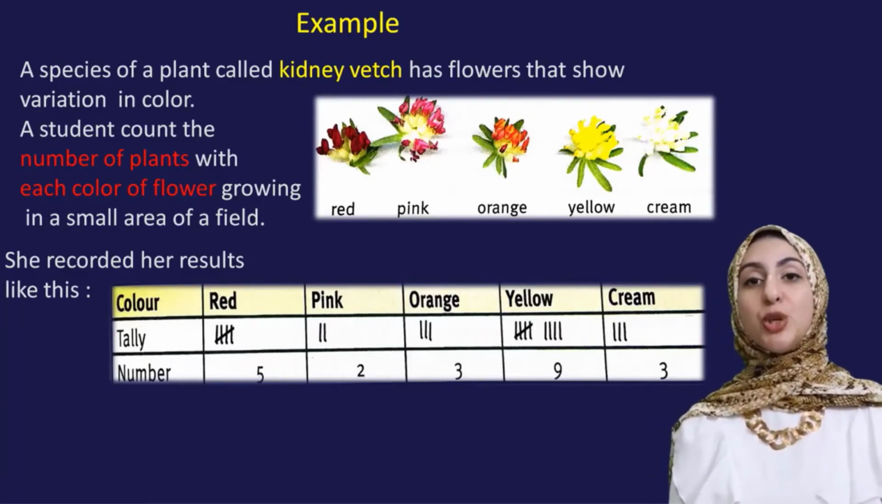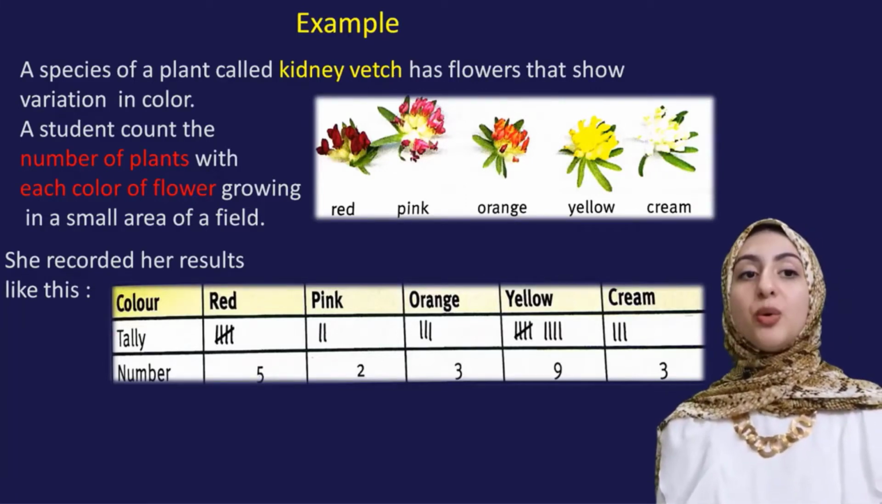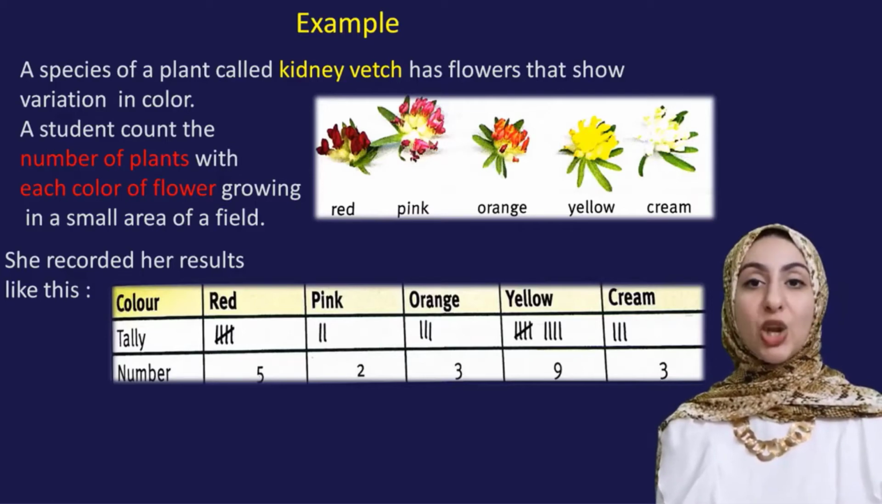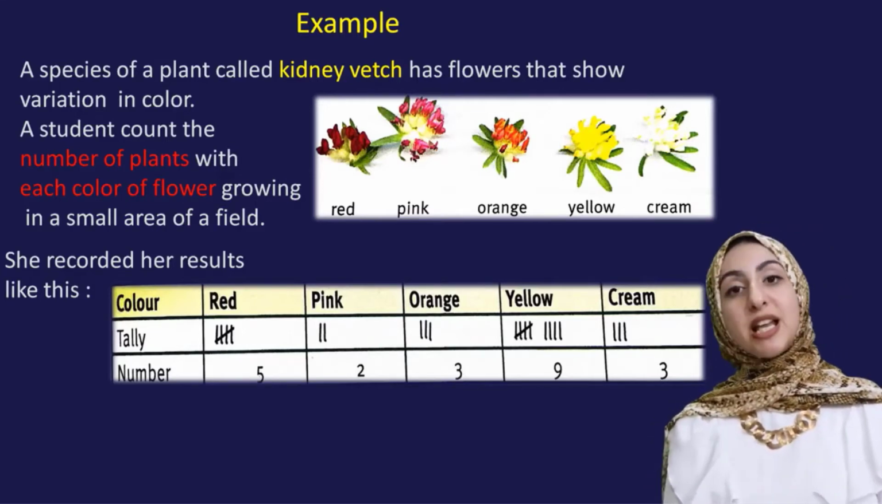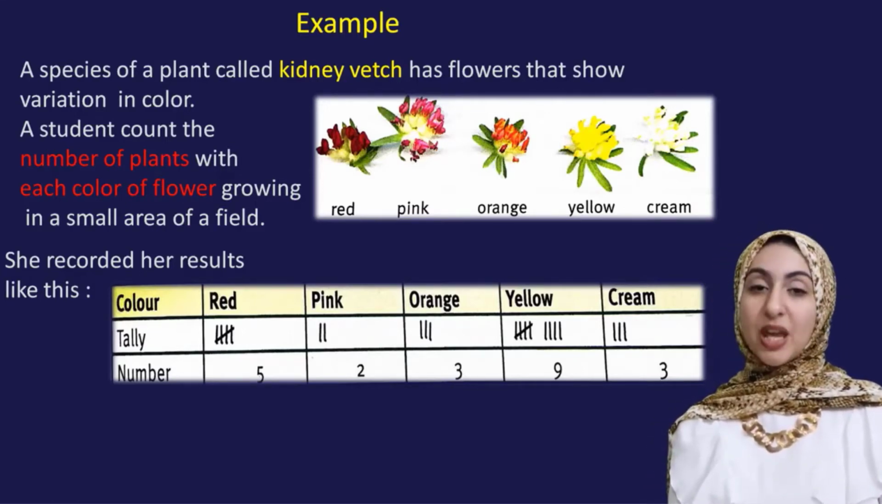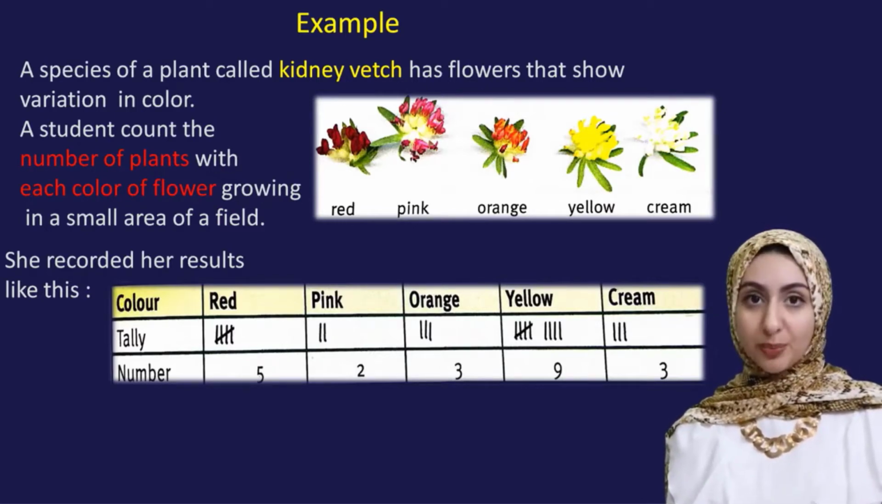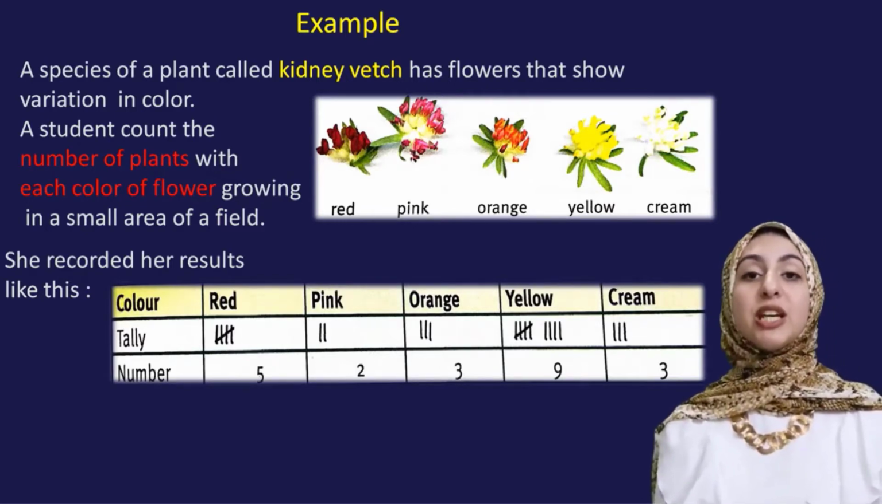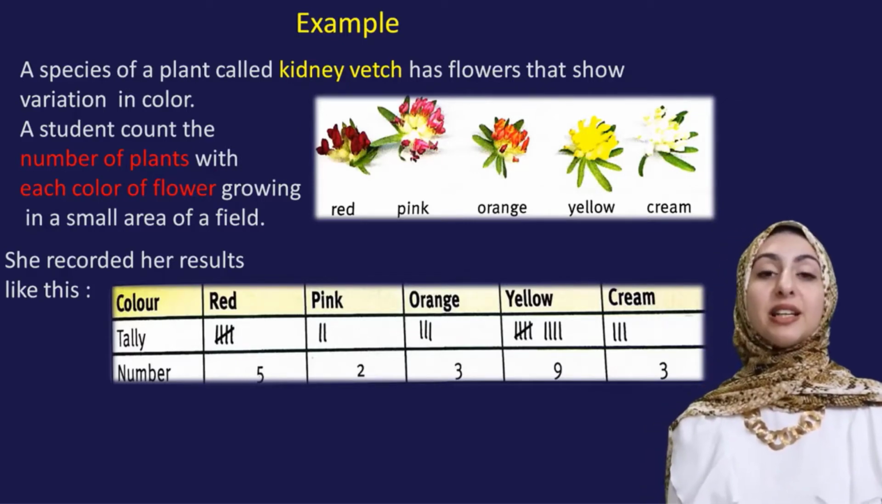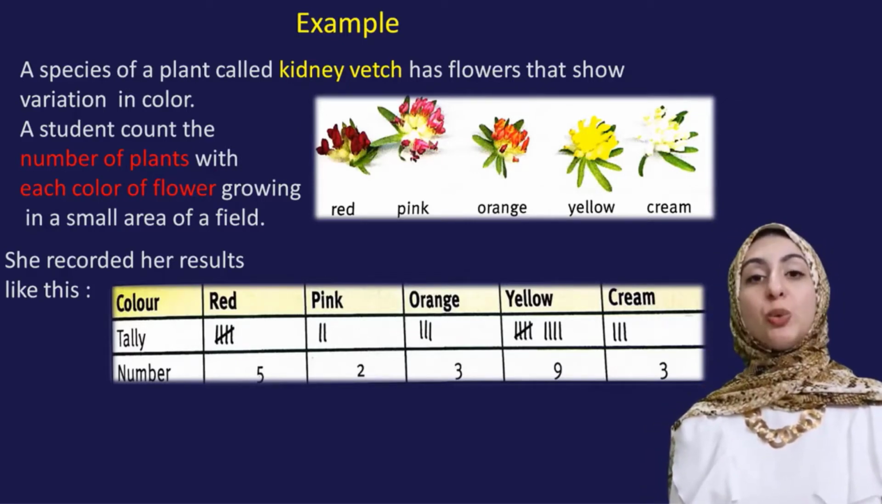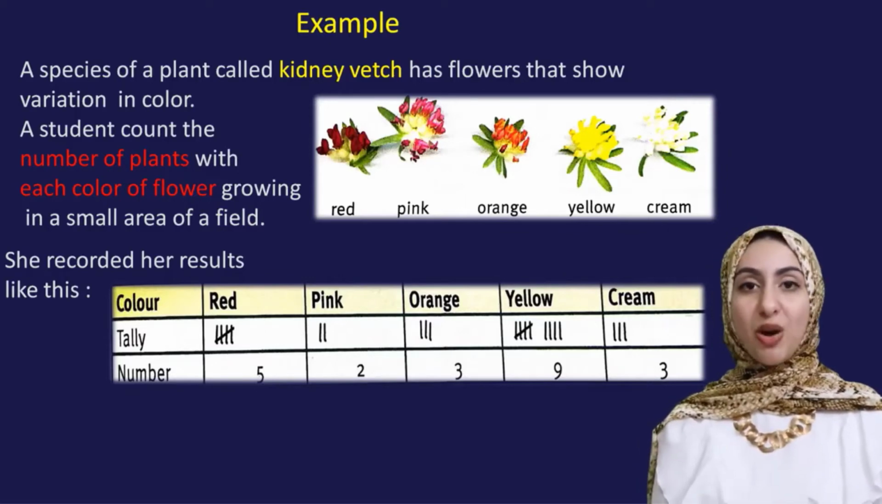In the color row, she put the colors of the flowers: red, pink, orange, yellow, and green. And for the tally row, she put stalks. Each stalk represents 1 flower color. For example, if she found 1 red color flower, she will put 1 stalk, and so on.